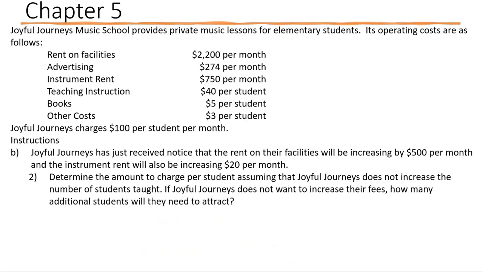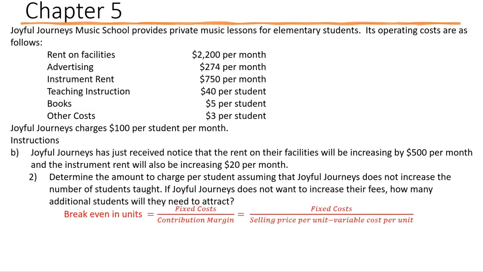Okay. Second part says, determine the amount to charge per student assuming Joyful Journeys does not increase the number of students taught. Okay, so let's look at breaking down what we did for break even. We took our fixed cost divided by contribution margin. We can break that down further and say fixed cost divided by selling price per unit minus variable cost per unit.